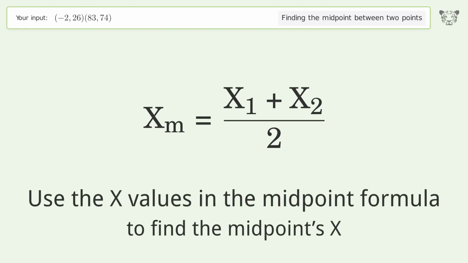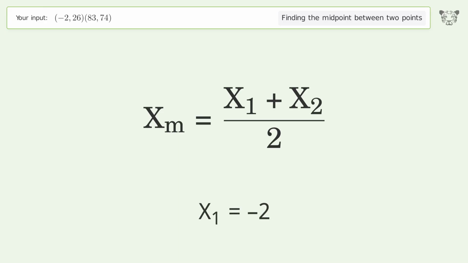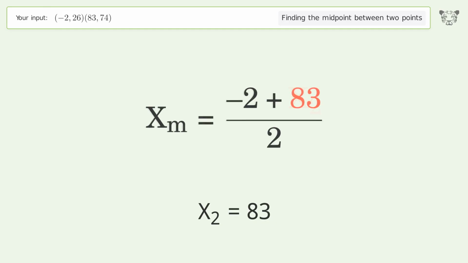Use the x values in the midpoint formula to find the midpoint's x. x1 equals -2. x2 equals 83. Simplify the arithmetic.